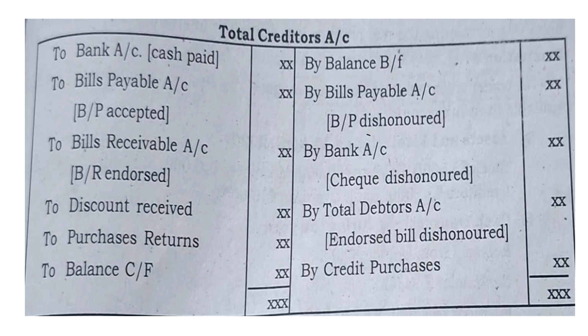Total creditors account is prepared to find out some of the missing figures, like the opening creditors, which will be recorded as by balance brought forward, or the closing creditors, which will be recorded in the debit side as to balance carried forward, or other reasons, like finding out the credit purchases during the year, which will be recorded as by credit purchases, considered as a balancing figure.